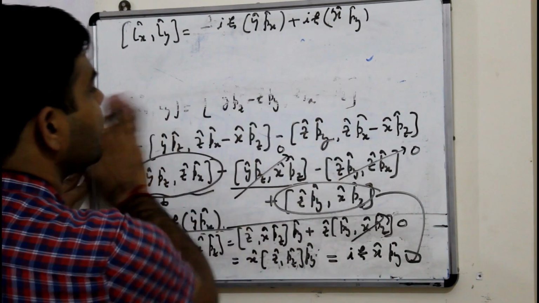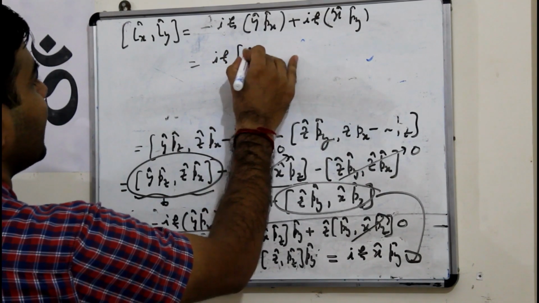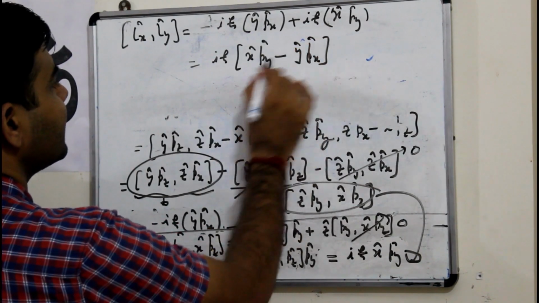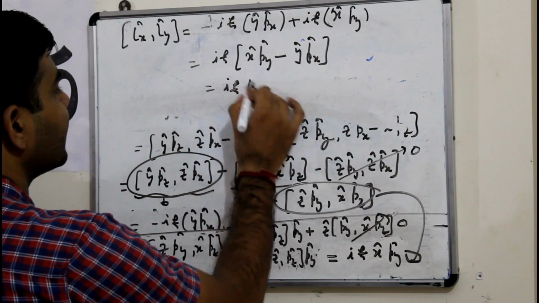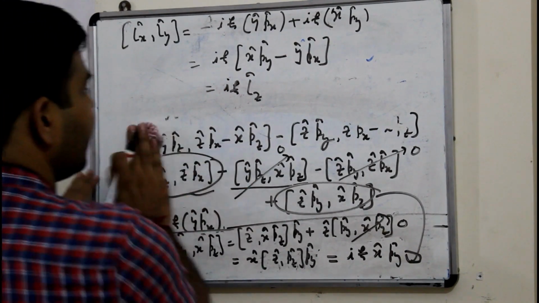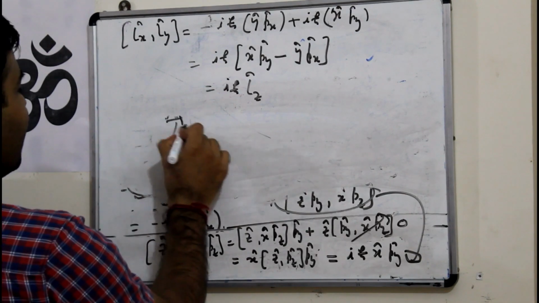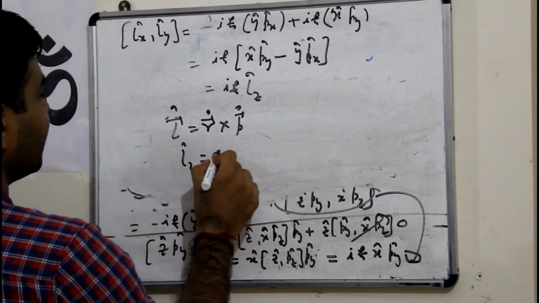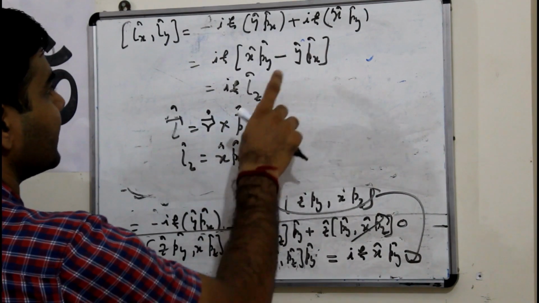Okay, so if I take iħ common, this gives me x hat p_y hat minus y hat p_x hat, which is nothing but, what's this equal to? This is equal to L_z hat. If you remember, we wrote down in the beginning itself that since L was r cross p, the L_z component was x p_y minus y p_x. So that's exactly what we get.